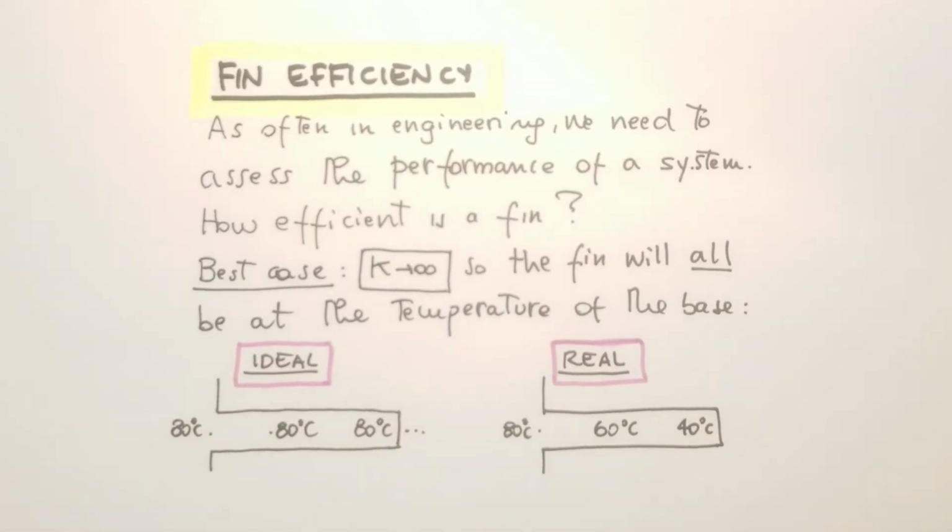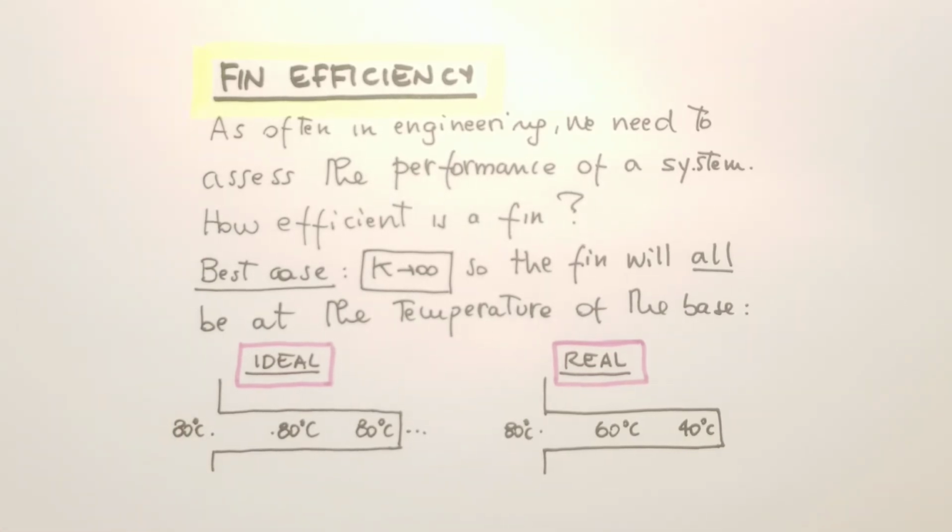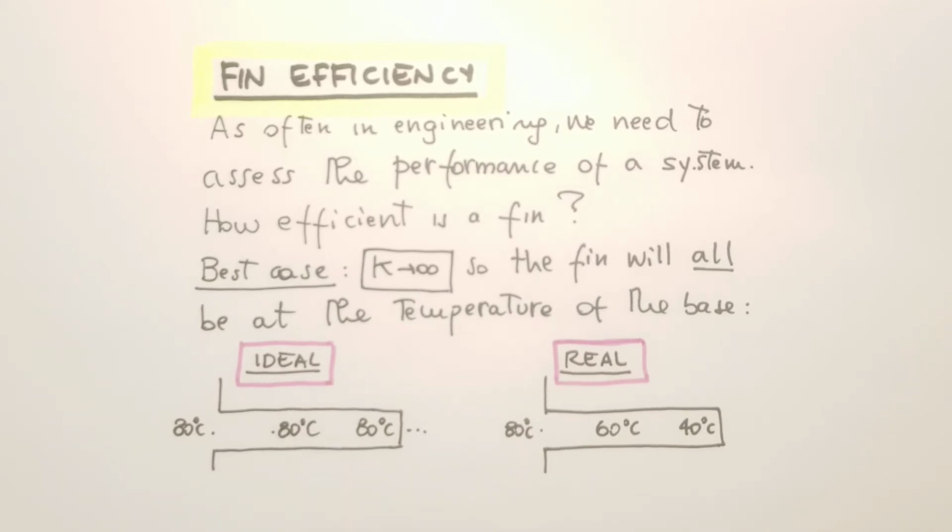We can also study the fin efficiency. Often in engineering analysis, we need to assess the performance of a system. So we can ask ourselves, how efficient is a fin? Let's consider the ideal situation, where we compare a real fin to an ideal fin. So an ideal fin has an infinite thermal conductivity. So if the thermal conductivity of the fin is infinite, then the fin will have the same temperature in any location x. And this temperature will be the same as the temperature of the base.